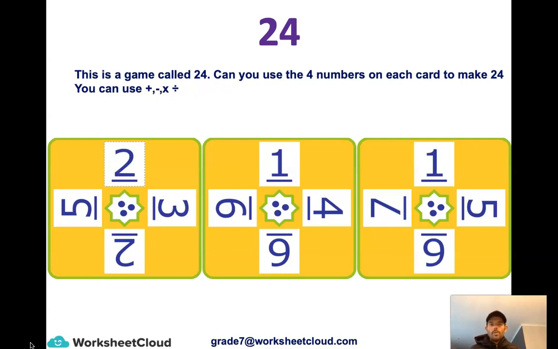Game of 24 is your finisher. And by now, I'm pretty sure that you guys know that you need to come up with the answer of 24 using the numbers on each card. So on the first card, you've got 2, 5, 2, and 3. Can you make up a sum using plus, minus, multiply, or divide, and those four numbers, and then come up with the answer of 24?